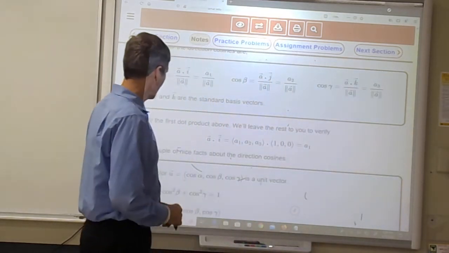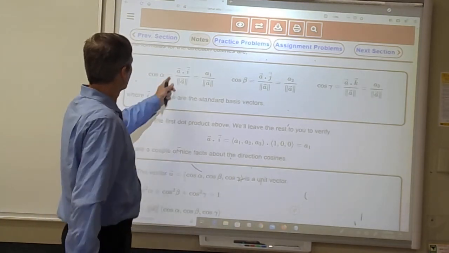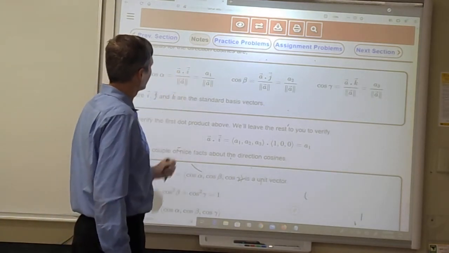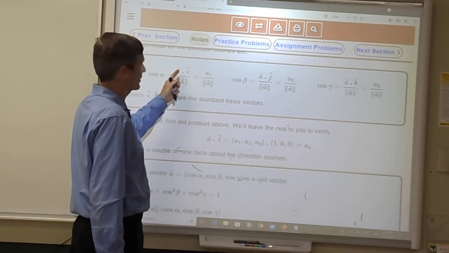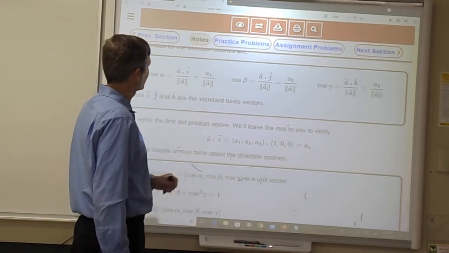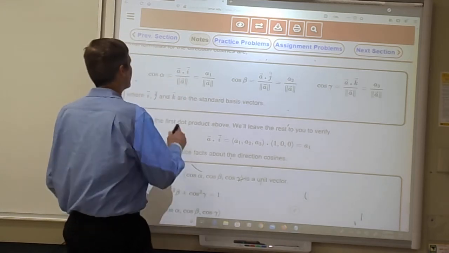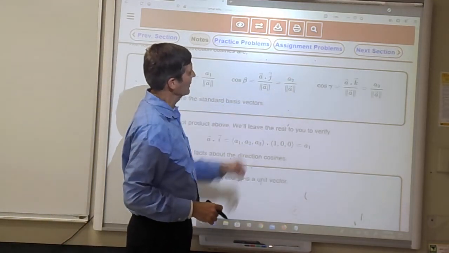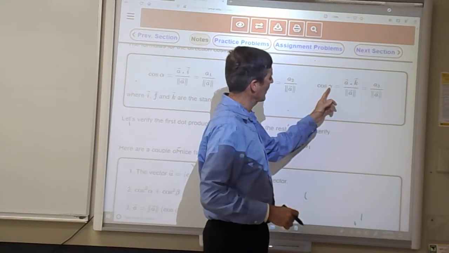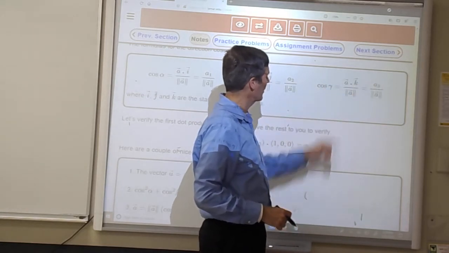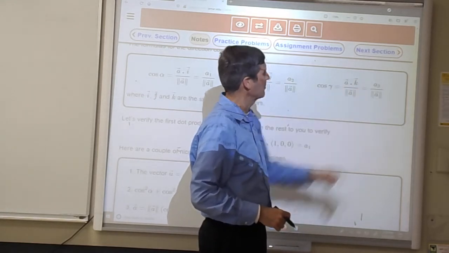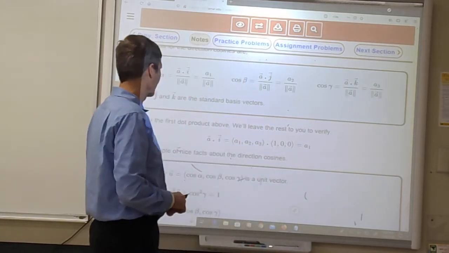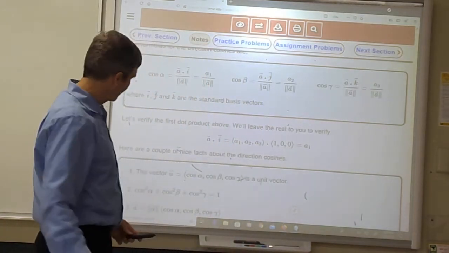The cosine of the angle to the x-axis is a dot i over the length of a, or you can just say it's the first component of a over the length of a, a1 over length of a. Cosine of beta is just the second component over length of a, and cosine of the third angle is the third component over length of a. So here's a simple example.